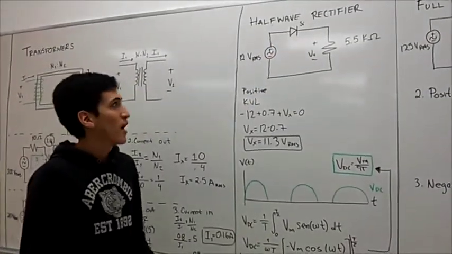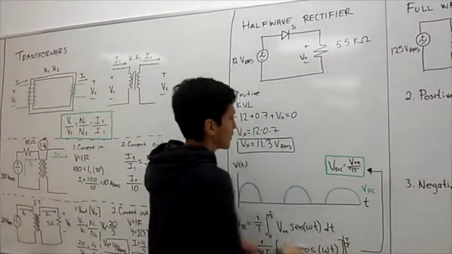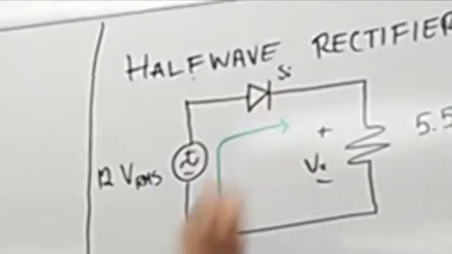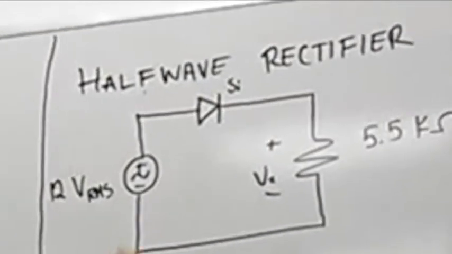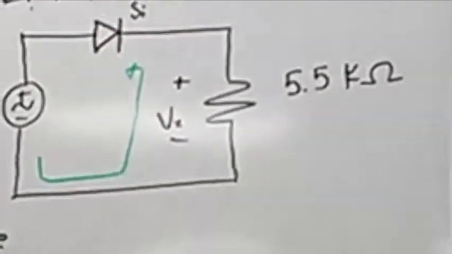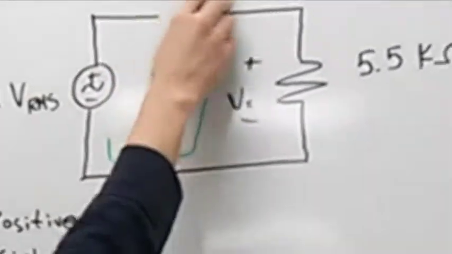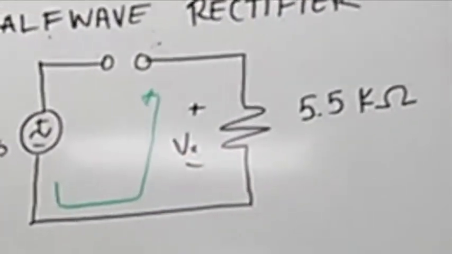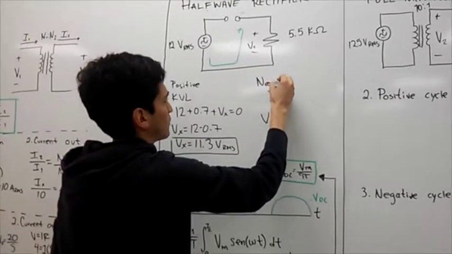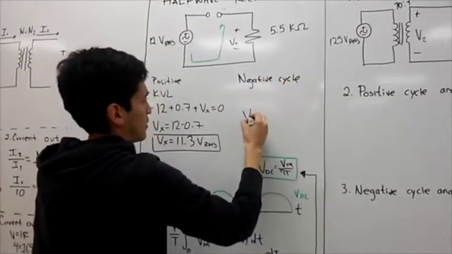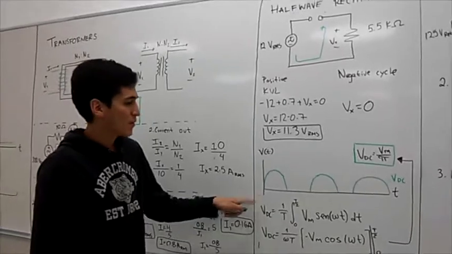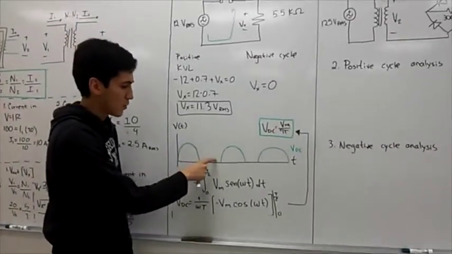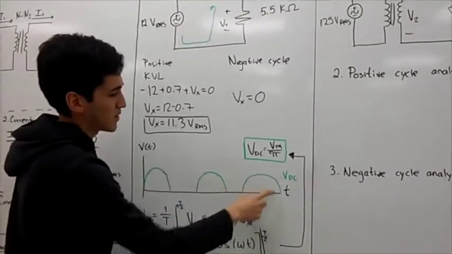In the negative cycle, what is going to happen? Our diode won't let the current pass. In the positive cycle, we have the current going this way, but in our negative cycle, we have the current in this way. When it gets to the diode, it is going to open, and the behavior is like an open circuit. So there's no current, so there's no voltage. So in the negative cycle, Vx is going to be 0 volts. So when we graph this behavior, we have the positive cycle, then 0 volts, positive cycle, 0 volts, positive cycle.